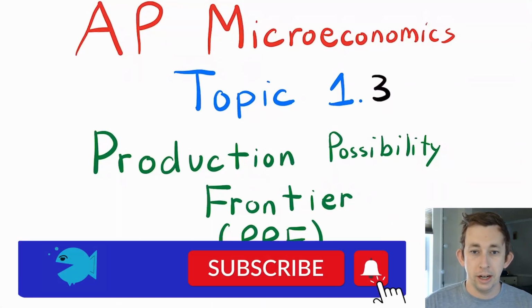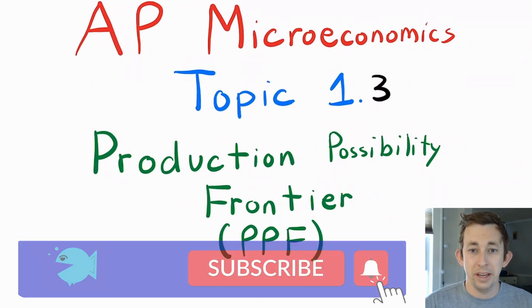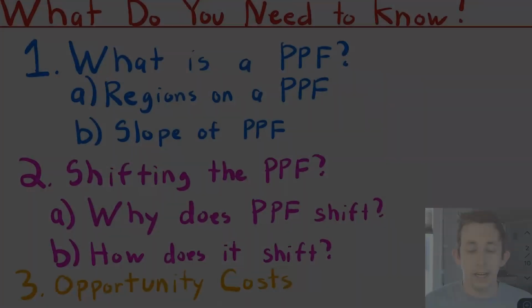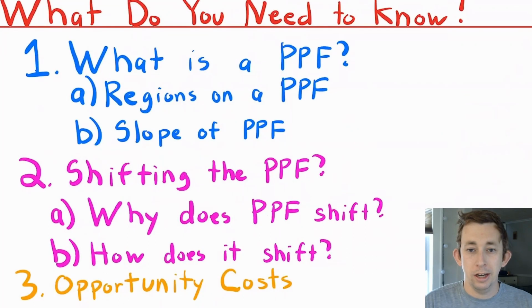Today we're talking about the Production Possibility Frontier, or the PPF, which is topic 1.3. Here are the things the College Board says that you need to know. You need to know what exactly a Production Possibility Frontier is. You need to know the regions of the PPF. You need to know why and how the PPF shifts. And you need to know that the slope of the PPF reflects opportunity cost. So timestamps are below if you would like to jump around, but let's get right into it.